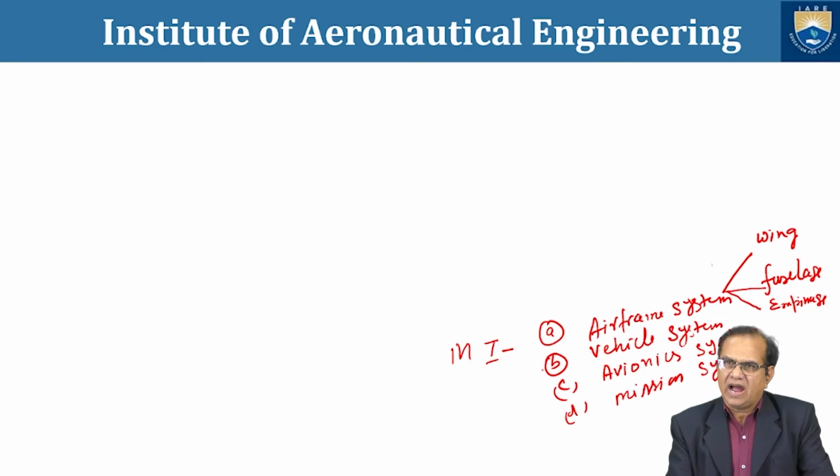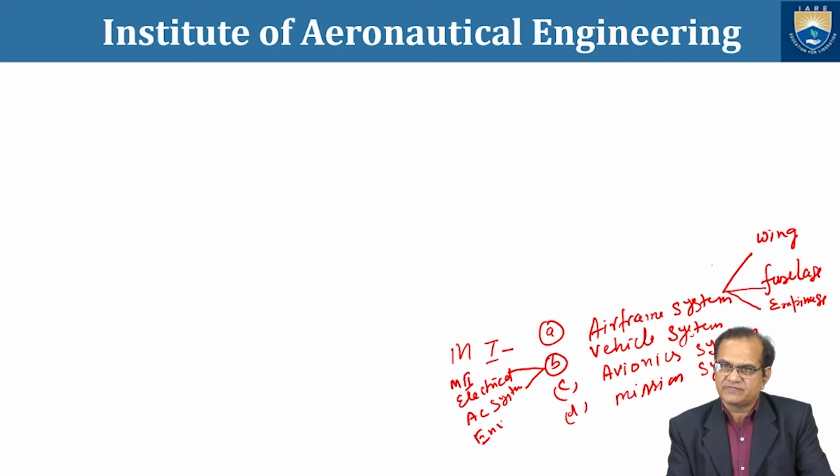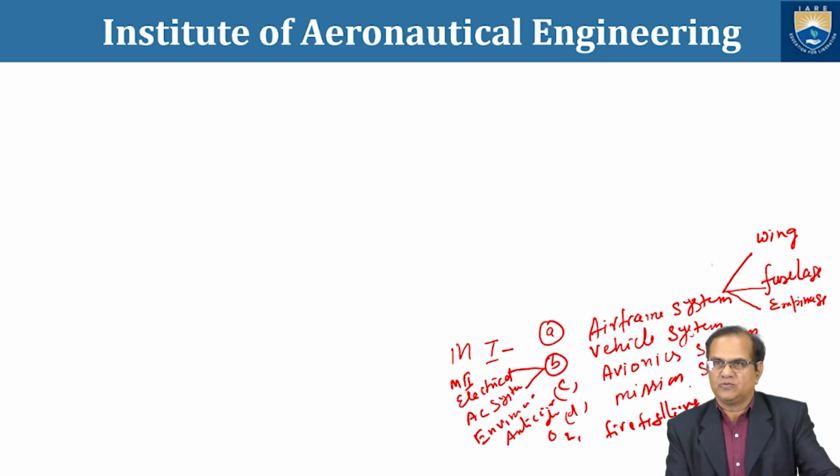Now, in the vehicle system, in my Module 2, we have discussed the electrical system. Then the air conditioning system, AC system. Then the environmental control system. Then anti-icing, de-icing system, oxygen system, firefighting system. These things I have covered in Module 2.